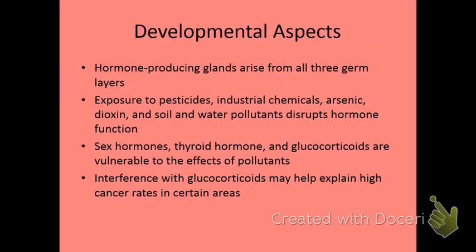Hormones are produced from all three germ layers. We can affect the hormones with too many pesticides, industrial chemicals, arsenic, and dioxin. It will mess you up. There was a place that had dioxin and it messed up the fertility. There were a lot of birth defects. Water pollution, all these things can mess up your hormones.